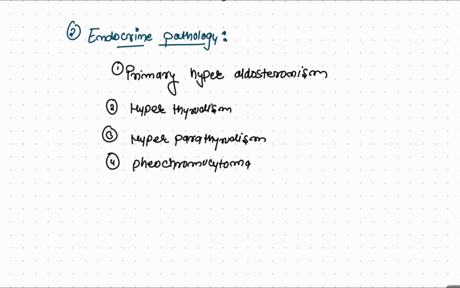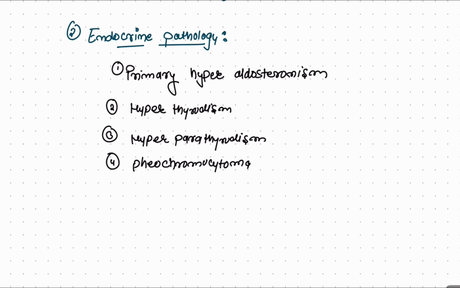Okay, it is increasing the renal reabsorption of sodium and water. In hyperthyroidism, the BMR is increasing, increasing the oxygen and metabolic demand of the tissue. So cardiac output is increasing, and cardiac contractility is also increasing.